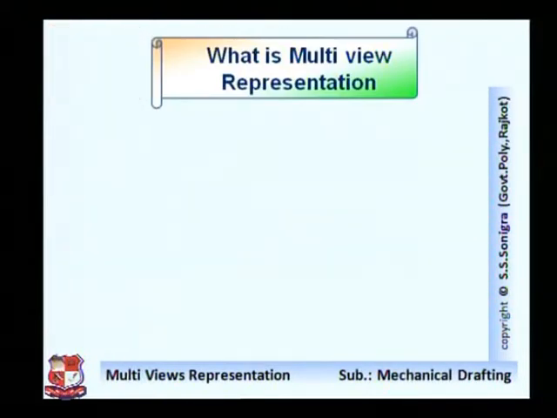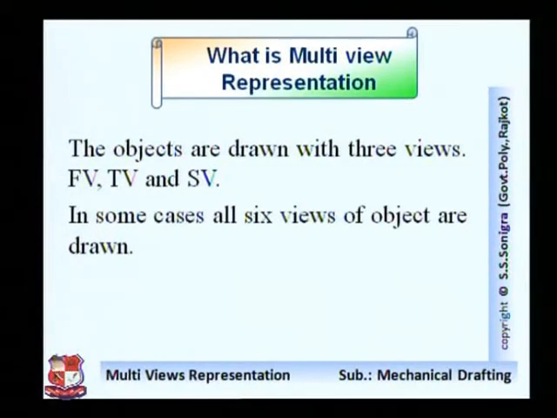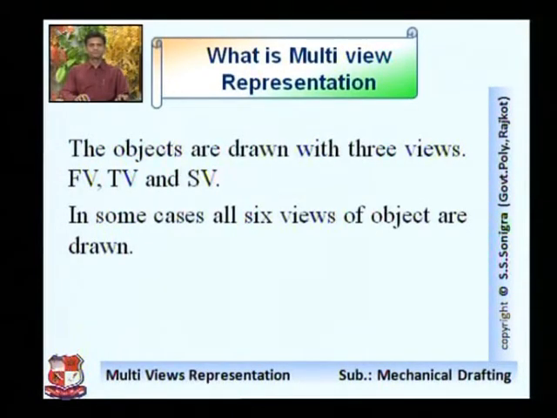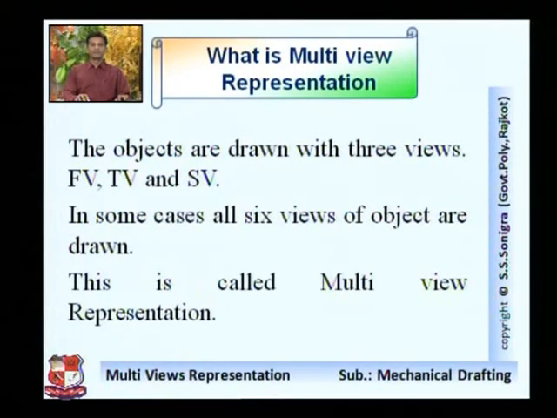Now the next topic: what is multi-view representation? How to represent the multi-view of an object. For that, objects are drawn with three views, that is front view, top view and side view. In some cases all six views of the object are drawn. Where the object is not symmetrical or some intricate parts are there, all six views of the object are needed. This is called multi-view representation. So whenever we use more than three views of an object, it is called multi-view representation.